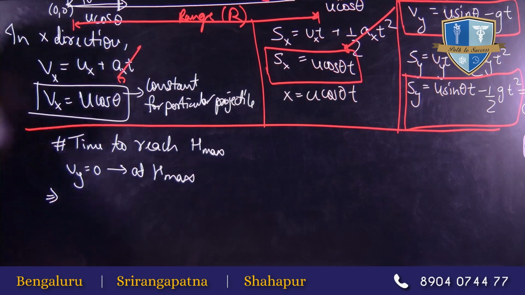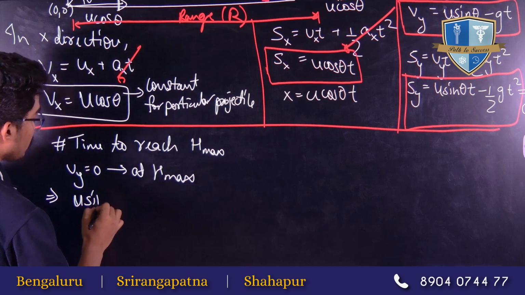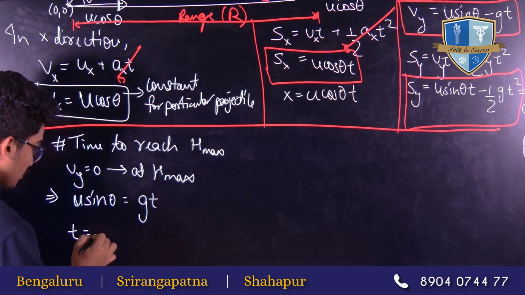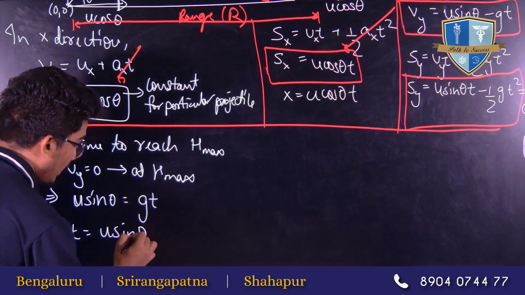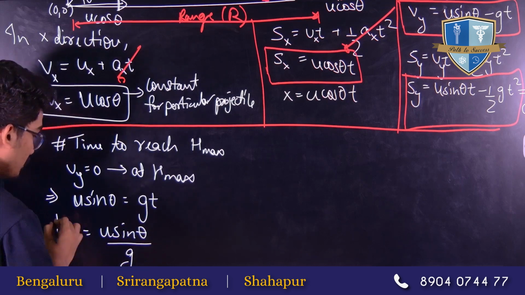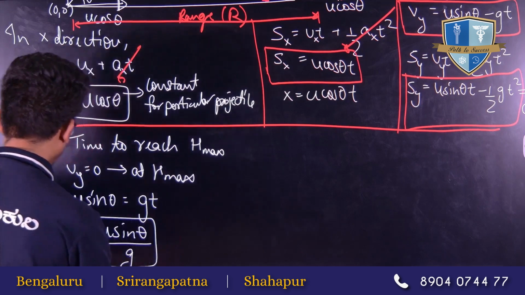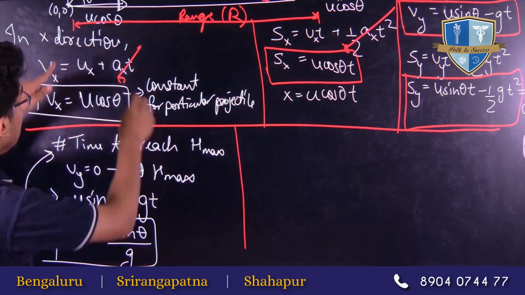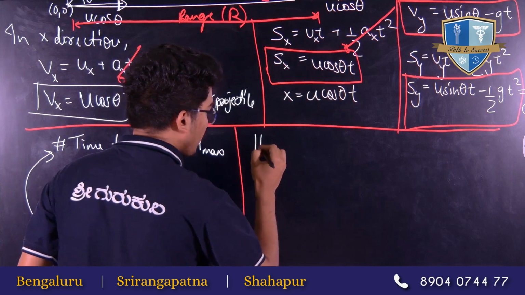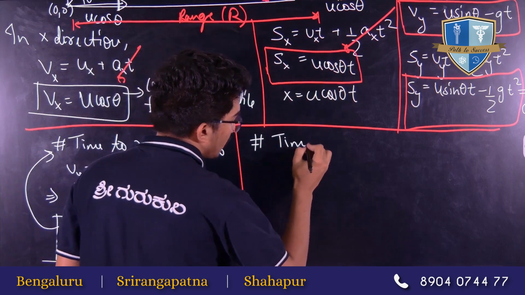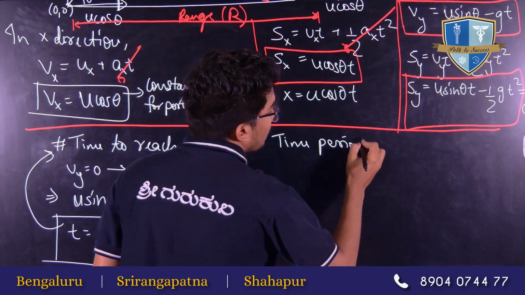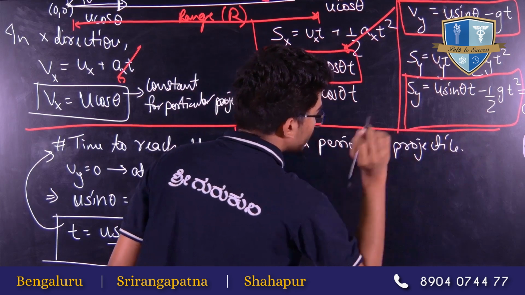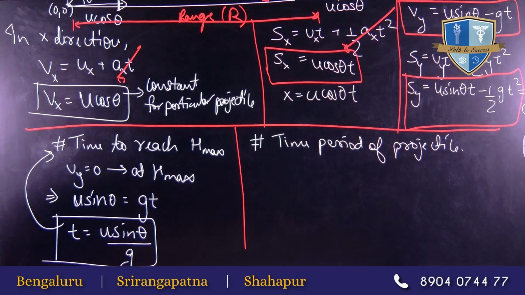This implies u sin theta is equal to gt, and t is equal to u sin theta by g. So this is the time to reach maximum height. Now, the time from the initial position to the final position is known as the time period of projectile. How will we calculate the time period of projectile?